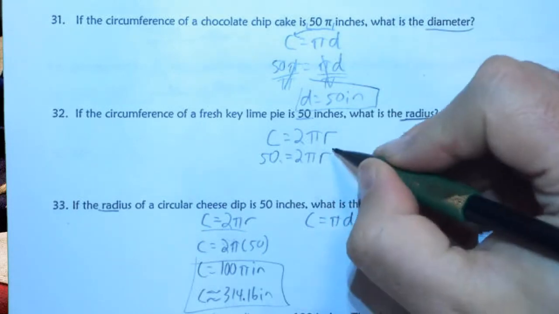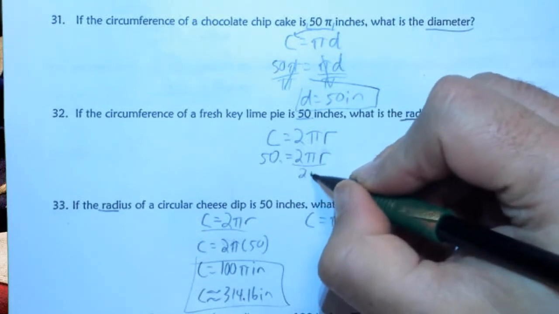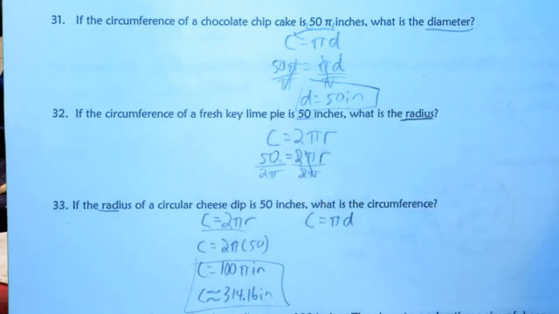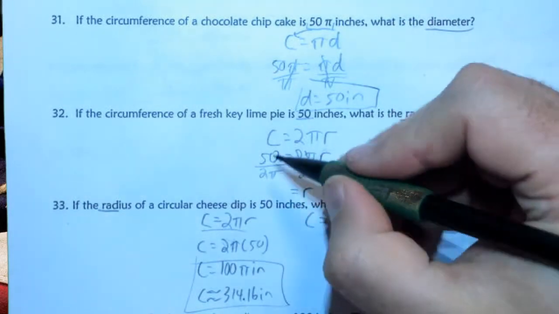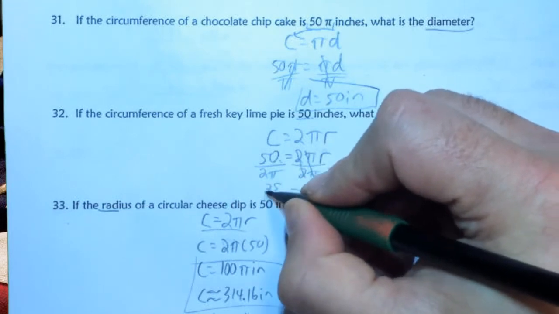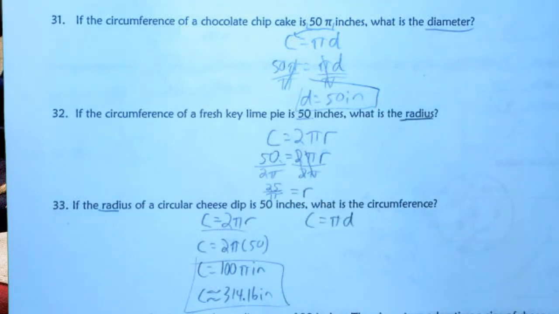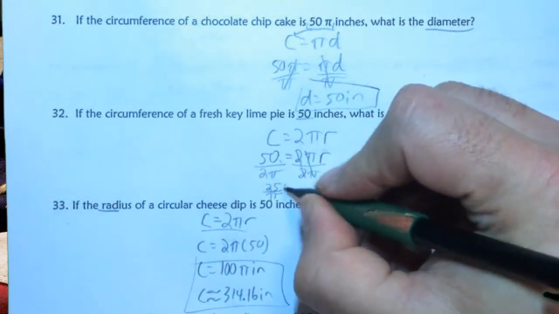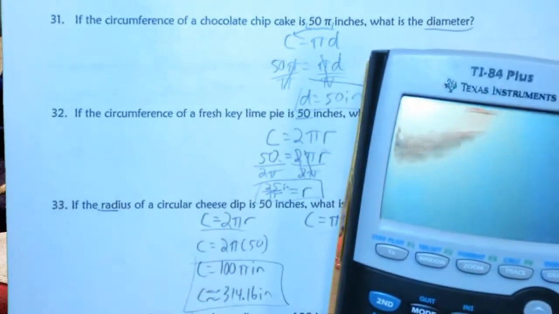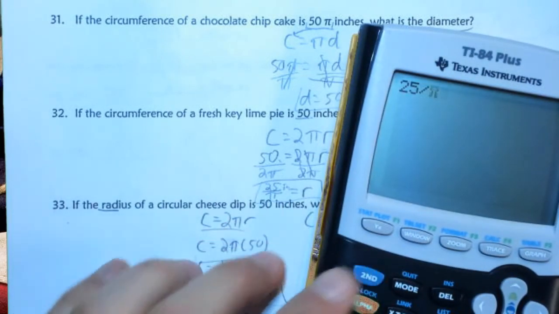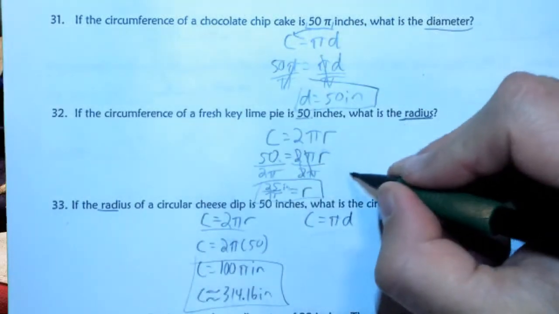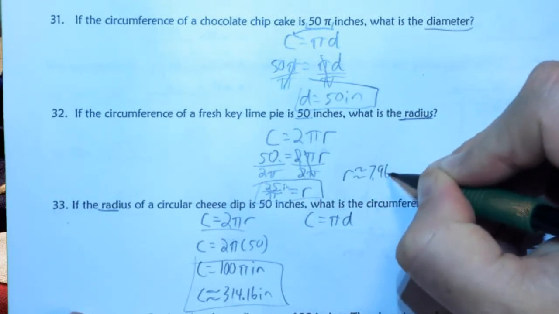Now we want to get r by itself, so we're going to divide both sides by 2 pi. Those will divide out here on the right, leaving me with just a radius. And then simplifying this fraction, 50 divided by 2 is 25, and then that pi has to remain on bottom. Now, 25 over pi inches. That is the exact answer. If I needed to convert that to a decimal, I would just come over here and do 25 divided by pi, and I get approximately 7.96. So radius is approximately 7.96 inches.